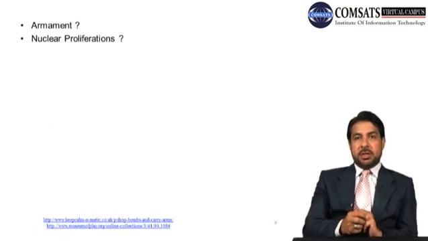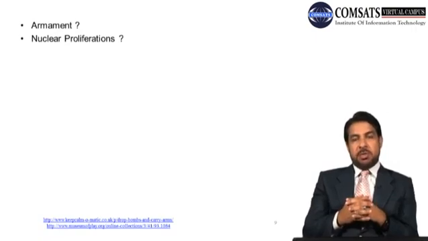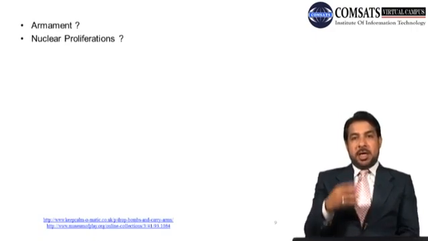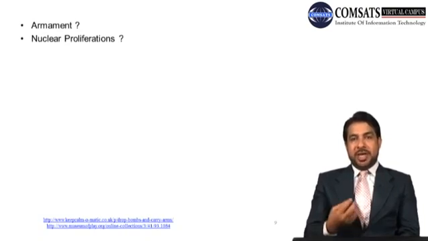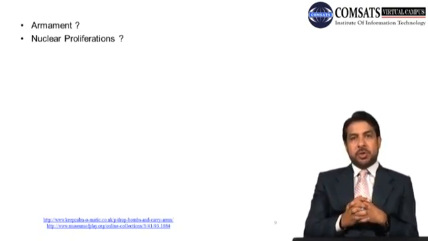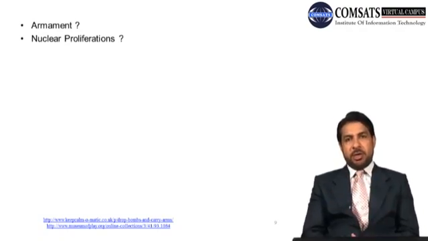Another phenomenon that occurred after World War II is armaments and nuclear proliferation. What are these terms? By armament, we mean the race for obtaining arms. असलहा हासिल करने की जो जुस्तजू है और जो रेस है उसे आर्ममेंट कहेंगे. So because many states got independence after World War II, they were trying to get weapons. They were trying to get arms.